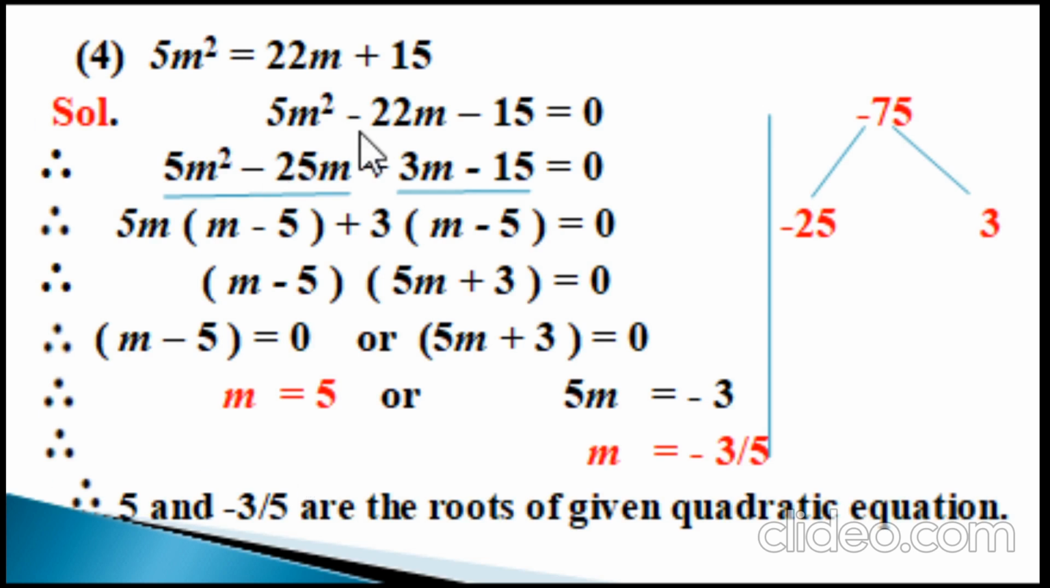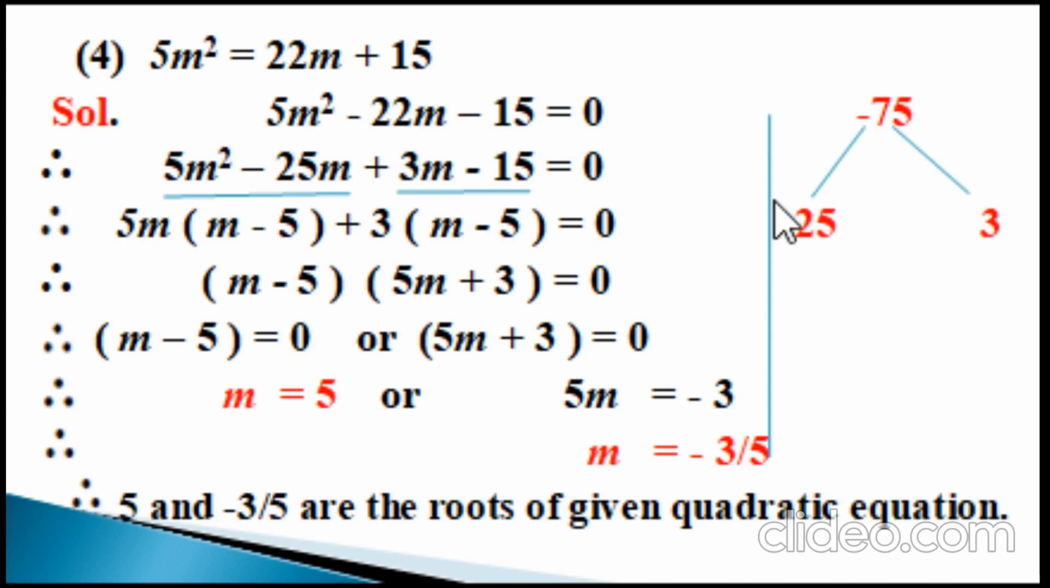Then question number 4. 5m square is equal to 22m plus 15. So 5m square minus 22m minus 15 is equal to 0. We have taken the 22m plus 15 to the left hand side of the equal sign. Then a is 5, c is minus 15. So 15 5s are 75 and product is minus 75 and addition or subtraction is minus 22.